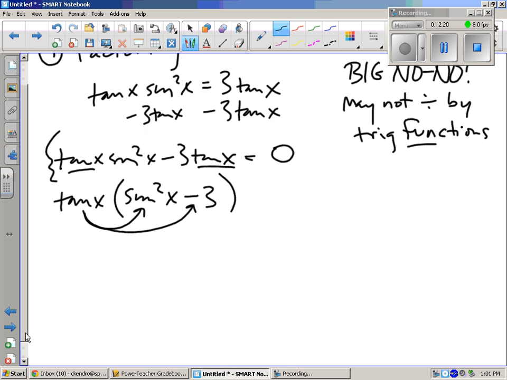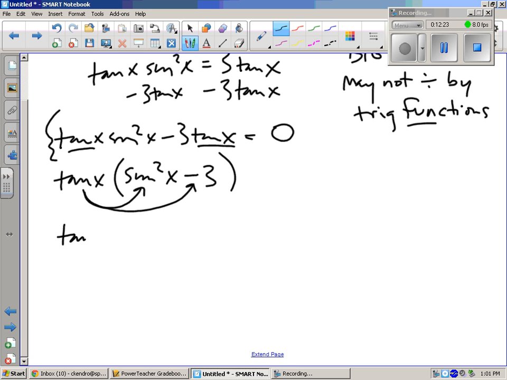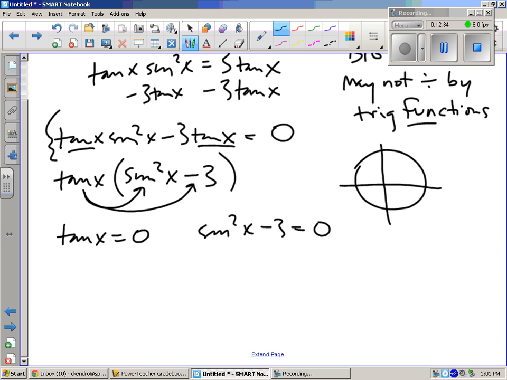Okay, next, just like in factoring with two parentheses, we set each part equal to 0. So tangent of x equals 0. Think about your circle. Okay, if I'm right here, I've got 1, 0. Tangent is sine over cosine, that'd be 0 over 1, so definitely at 0. And then over here is negative 1, 0. You'd have 0 over negative 1, which is still 0. So 0 and pi are the two answers for that.